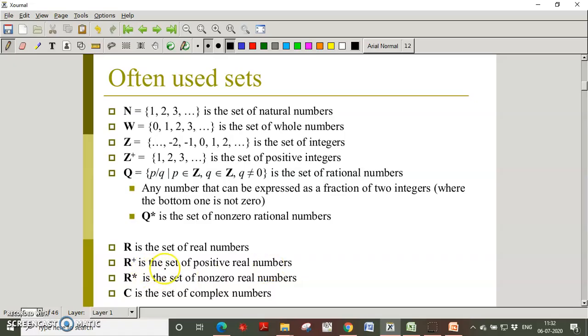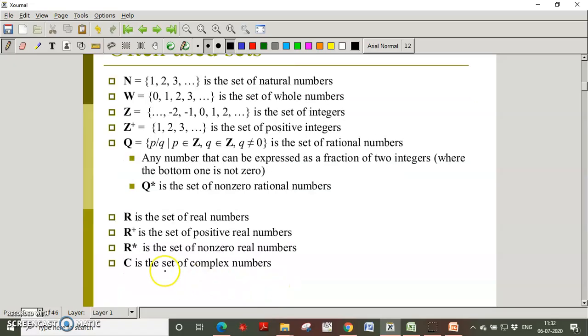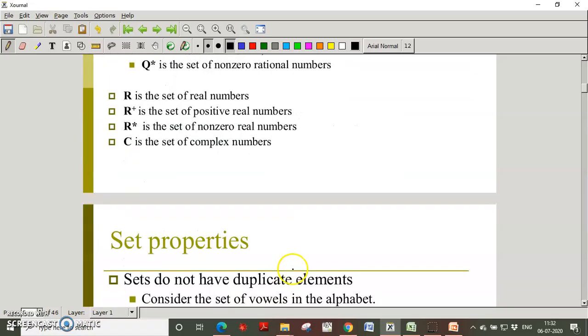R plus denotes the set of real positive numbers. R star is the set of non-zero real numbers. And C is the set of complex numbers.